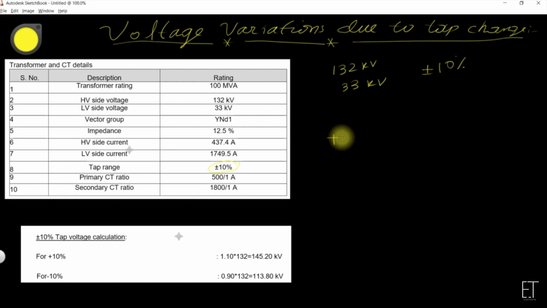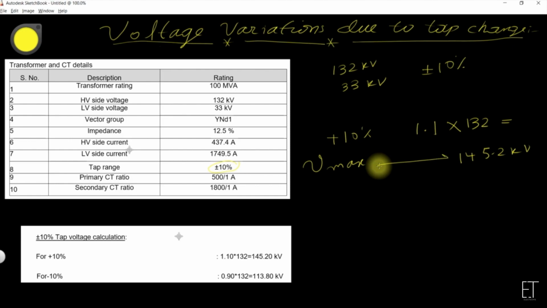You can calculate using this formula for plus 10%. You have to multiply 1.1 into 132 kV, which is equal to 145.2 kV. This is the max voltage. Now we will calculate the bandwidth. This is the maximum voltage possible at the transformer, 145.2. Then we calculate the minimum voltage at the high voltage side, which is minus 10%, so 90% or 0.9 into 132.